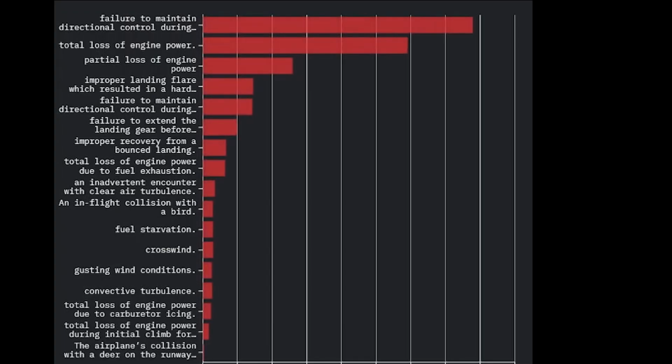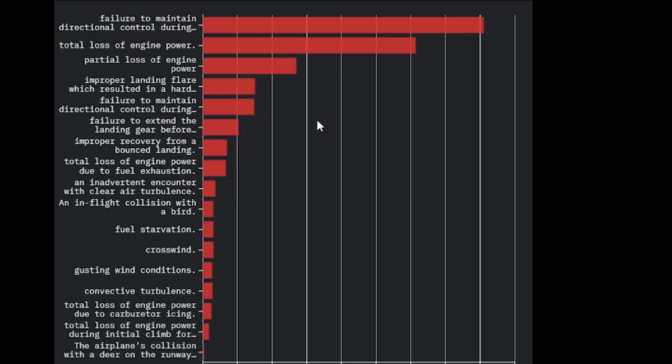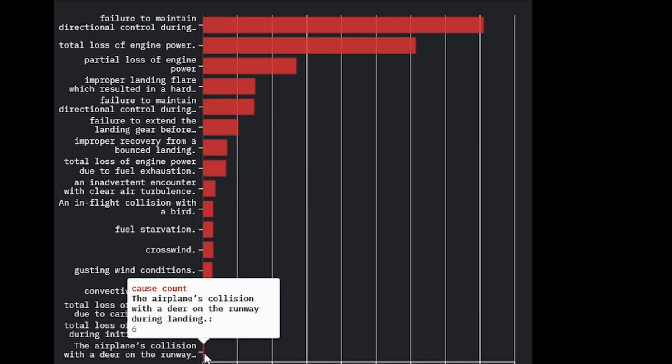Here are the most common causes for accidents. It's interesting to see how failures to maintain directional control during landing and total loss of engine power account for most accidents, and how bird strikes happen often, but don't always cause damage or force an emergency landing. Then comes the partial loss of engine power and the failure to maintain directional control during takeoff. Not sure how that would happen. And there are some unexpected ones, like the airplane's collision with a deer on the runway during landing.